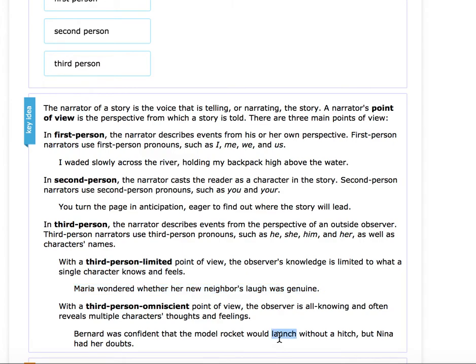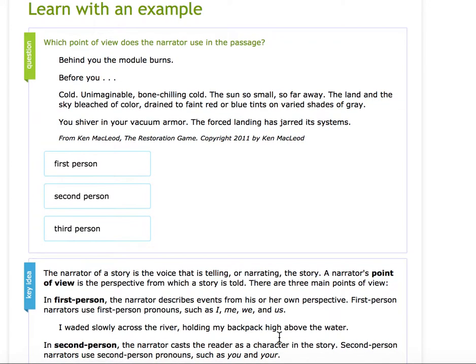Here we go. Bernard was confident that the model rocket would launch without a hitch, but Nina had her doubts. We know that Bernard was confident and Nina. The narrator knows everything. All right, let's look at our example.